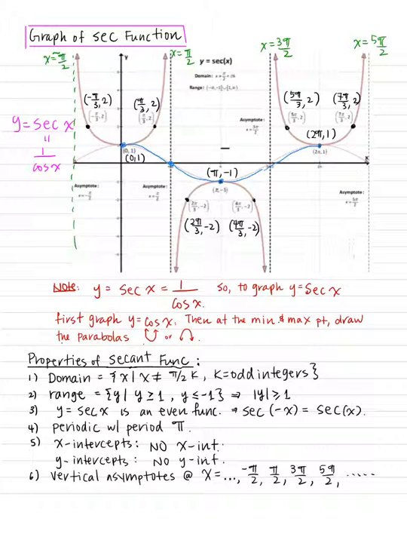Okay, so this is up to 2 pi, right? So at the maximum point, all you got to do is draw the parabola looking upward. And at the minimum value, all you have to do is draw the parabola looking downward. Now let's go with the properties of it.